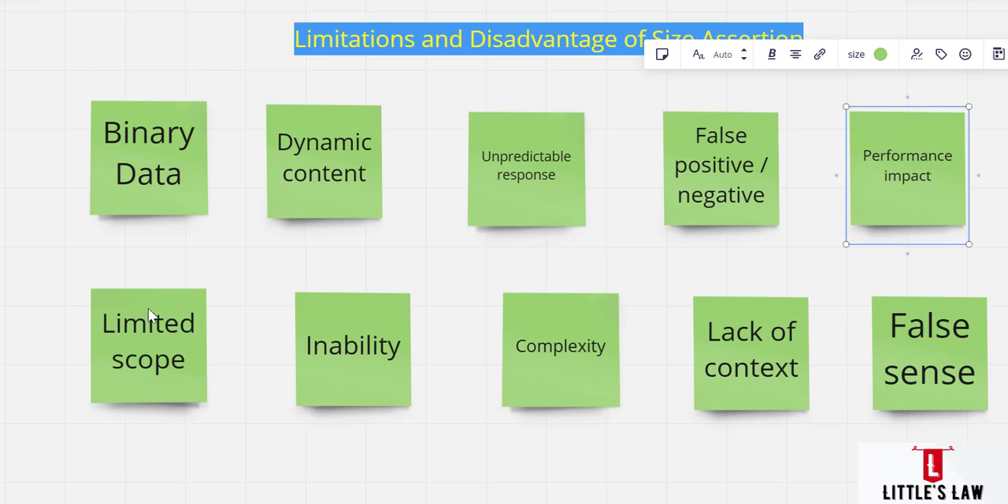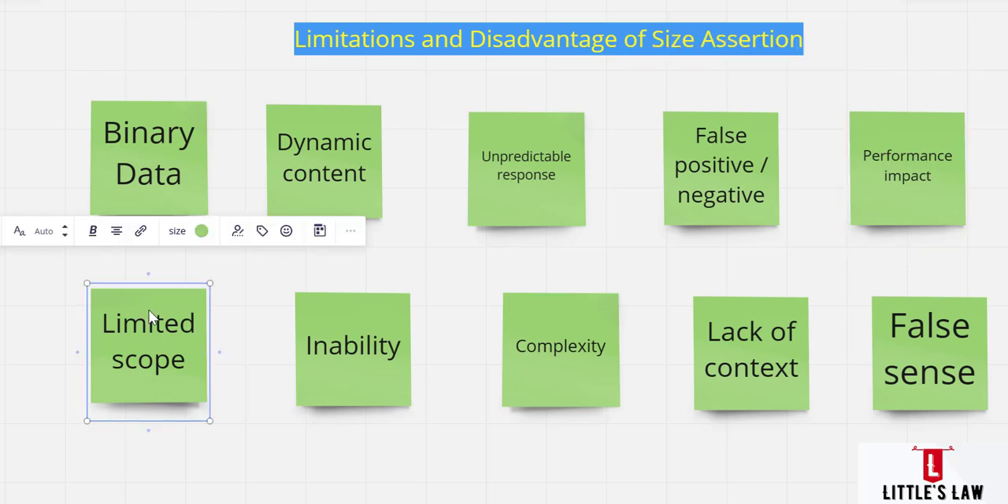And then when it comes to limited scope, the size assertion checks only the size of the response and does not provide any information about the content or quality of the response. This means that it may not be sufficient for certain types of testing, such as content validation or security testing.